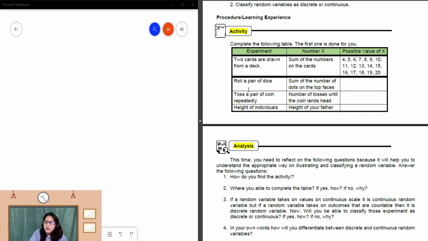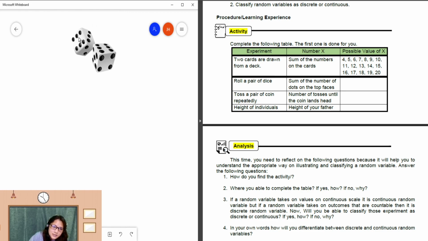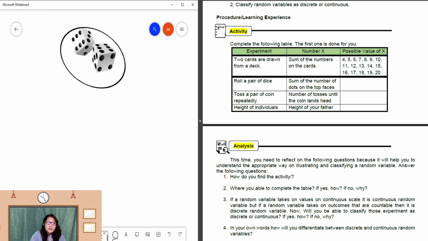Roll a pair of dice. Are you familiar with dice? Yes, dice. This is an example of a die. You can see the highest number. You use it when you play snakes and ladders. You can see this one. The possible values of this die: because it is a pair, meaning two, we're talking about 2 again. So, we have 2 dice.